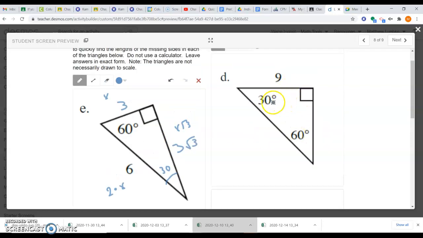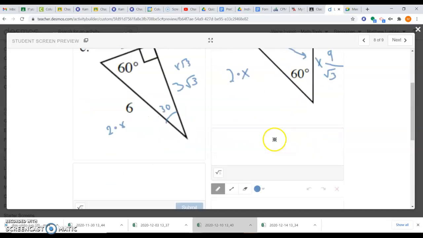Here's a little tougher. We know that across from my 30 is my x value. I know that my long leg is x times the square root of 3. And I know my hypotenuse is 2 times x. So if I know x times the square root of 3 is 9 in this case, I can just divide both sides by the square root of 3 and get that x equals 9 over the square root of 3. Okay, now that I have x, I can find my hypotenuse by doing 2 times x.